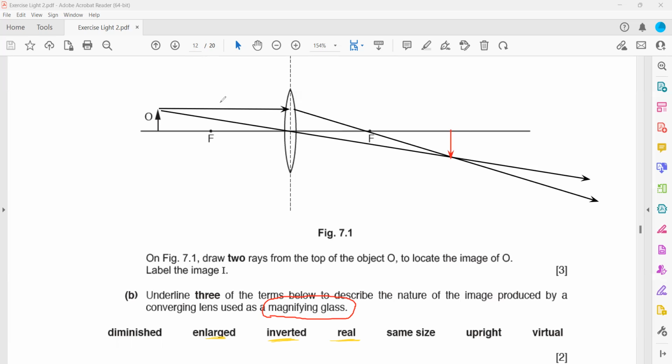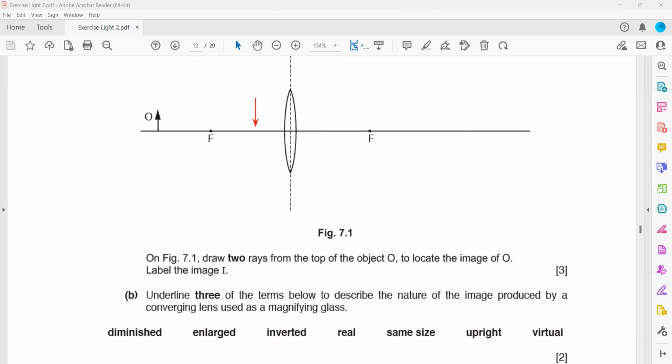No, this is not real. This is a real image like this, because this image is formed by the intersection of the lines. The image by a magnifying glass is virtual, upright, and enlarged when the object is between the focus and the lens. First a parallel light ray will pass through the focus and one through the center will pass straight. This is the position where the image will form. That is how the magnifying glass works. So for a magnifying glass, it is magnified or enlarged, upright, and virtual.